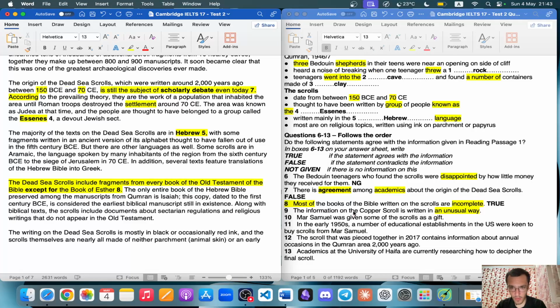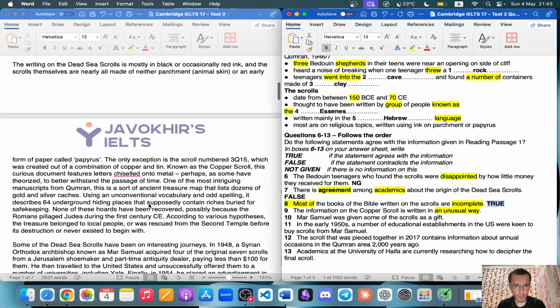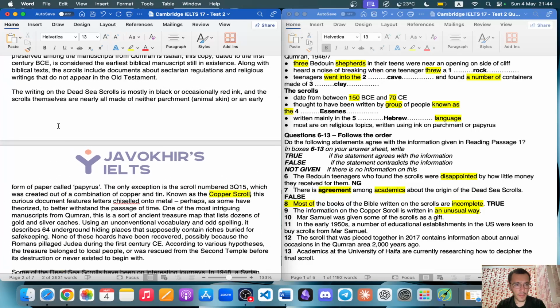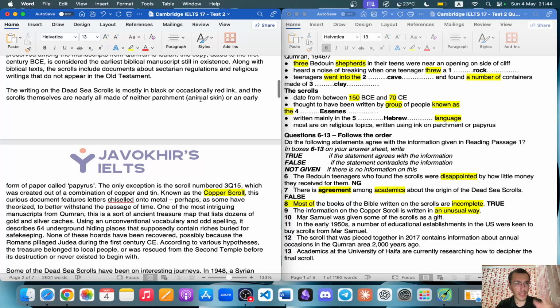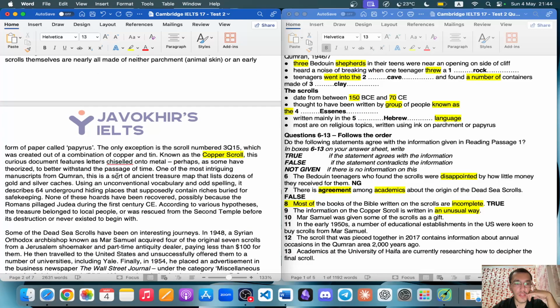So the information on the copper scroll is written in an unusual way. So I'm going to find the copper scroll real quickly. We have the copper scroll over here. The writing on the Dead Sea Scrolls is mostly in black or occasionally red ink, and the scrolls themselves are nearly all made of either parchment, an animal skin, or an early form of paper called papyrus. The only exception is the scroll numbered 3Q15, which was created out of a combination of copper and tin, known as the Copper Scroll.